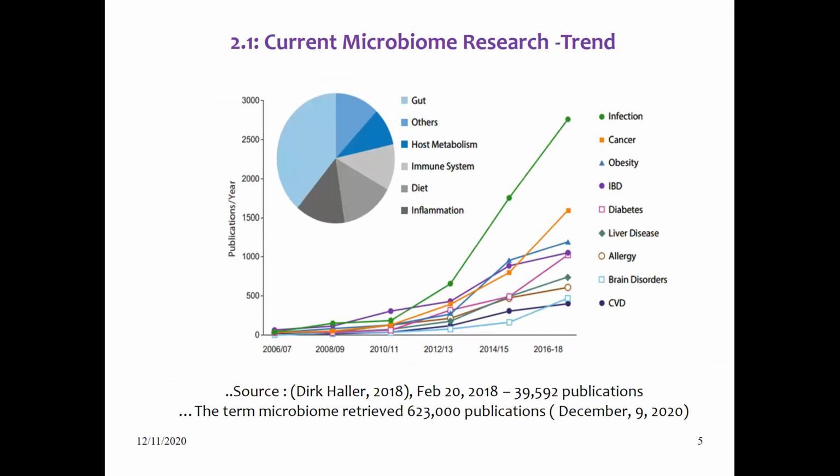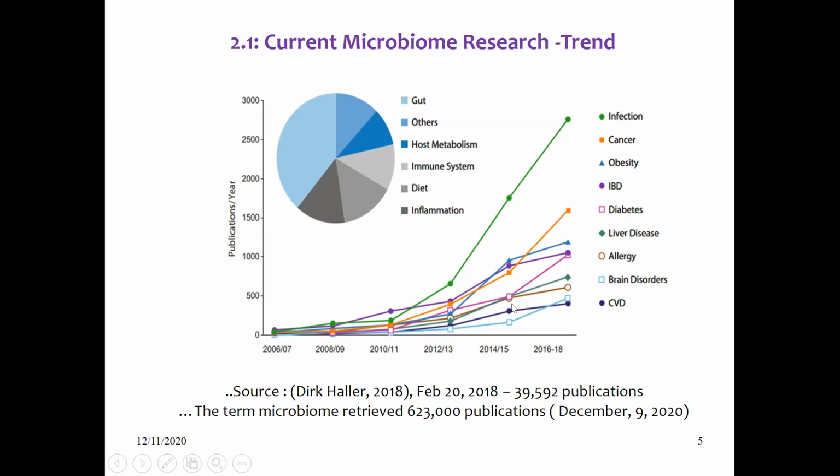Because of that, several studies have been reported working on microbiome research. If you're able to see the figure there, this is the proportion of microbiome research. A lot has been done on the gut and also on host metabolism, immune system, diet, and inflammation. And if you check from this plot, it actually started around the year 2006 to 2007. These are the number of publications on microbiome research.